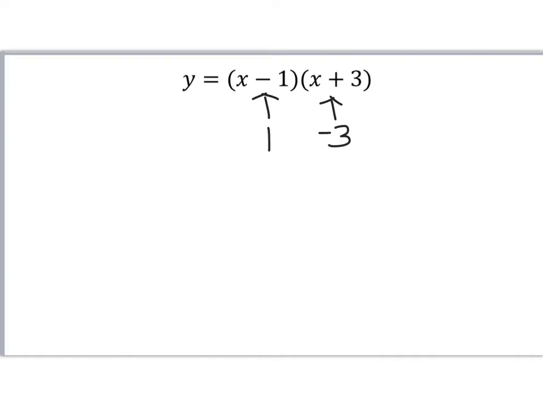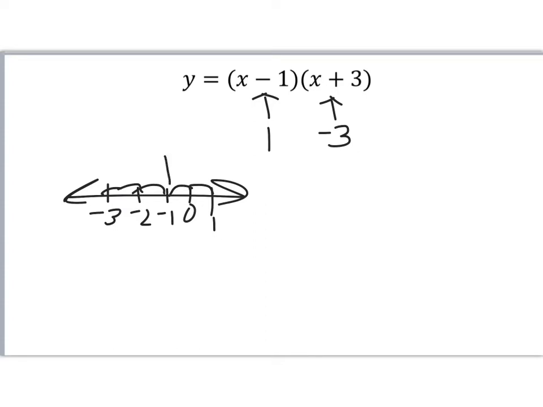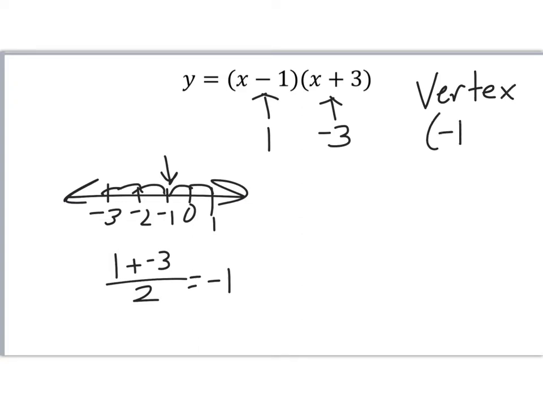To find my vertex, it literally is somewhere between those two. Its x value is directly between those two. So you can think about a number line. I have negative 3, negative 2, negative 1, 0, 1. Well, what number is between 1 and negative 3? Well, we go 1, right here, the negative 1. Another way to find this is just to add them and divide by 2. So 1 plus negative 3 divided by 2 is going to give you a negative 1. So my vertex is going to have negative 1 in the x spot.